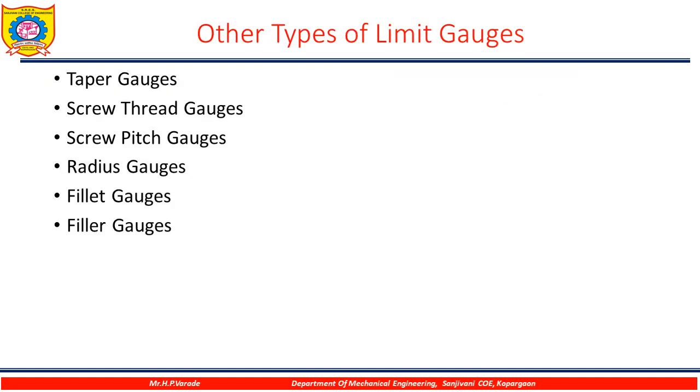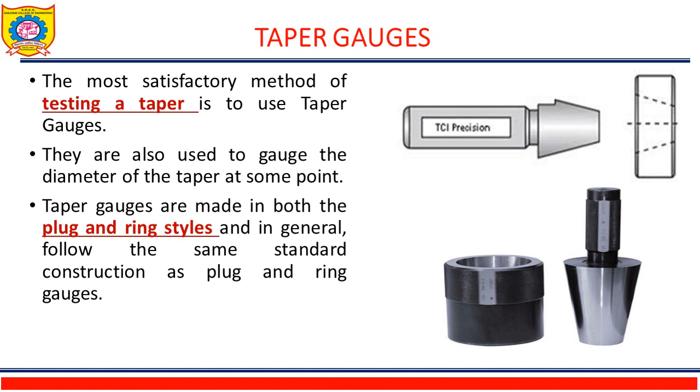Other types of limit gauges. There are some other types of limit gauges also, such as taper gauges, screw thread gauges, screw pitch gauges, radius gauges, fillet gauges, and filler gauges. Let us see them one by one. Taper gauges. The most satisfactory method of testing a taper is to use taper gauges. They are also used to gauge the diameter of the taper at some point. Taper gauges are made in both the plug and ring styles, and in general follow the same standard construction as that of plug and ring gauges.